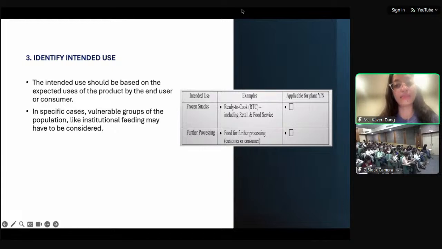So there is an example of a frozen snack. There is a ready to cook example, and it's a very specific example, but it's just like what product we are giving. Let's say I'm giving a yogurt. I'm giving this yogurt to a senior care facility, and what kind of product would be okay for that particular group. So this is how we are identifying the intended use of our yogurt.